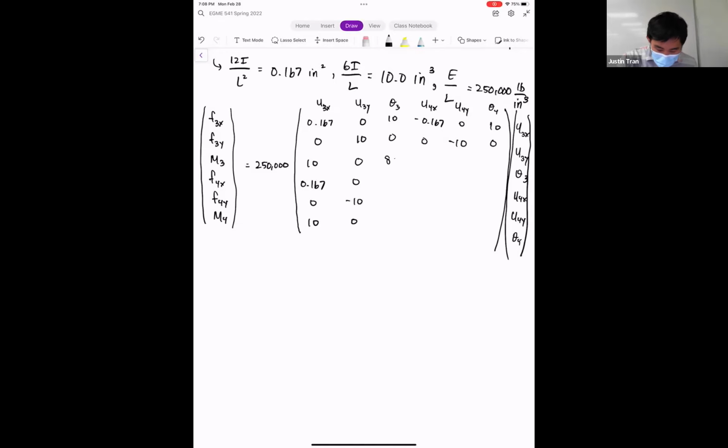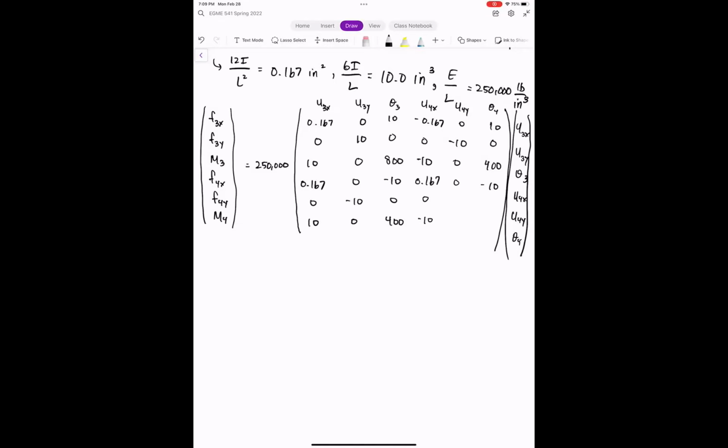All right, we have a third row. So we have 800, minus 10, 0, and 400. Once again, we're going to write that into the third column. So that's a minus 10, 0, and 400. Then we have the fourth row in the matrix. The fourth row is 0.167, 0 and minus 10. And I'm going to write that into the fourth column as well, just to make sure that we're still all symmetric.